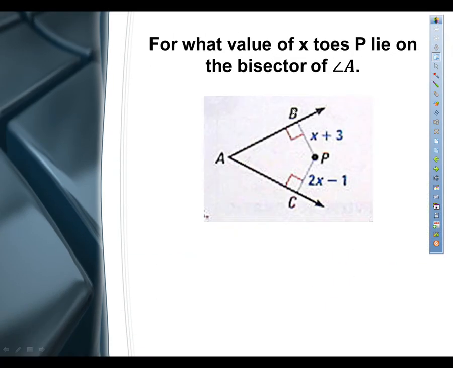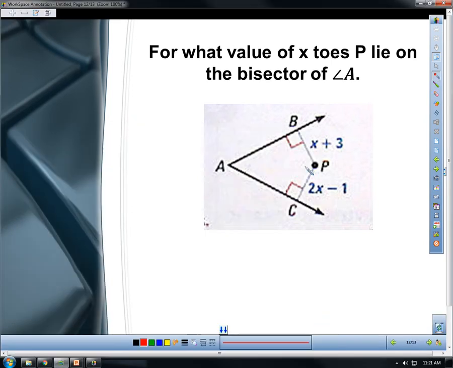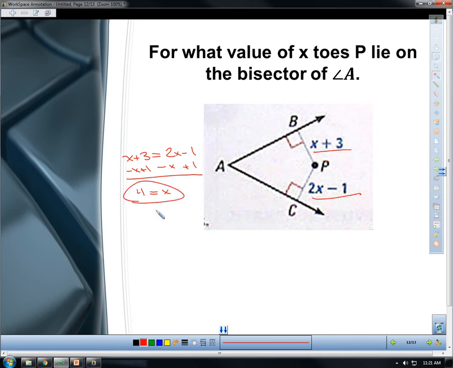For what value of x does P lie on the bisector? So if P is on the bisector, this has to equal this. So set them up equal to each other. x plus 3 equals 2x minus 1. So subtract my x here, and while I'm at it, I'm going to add 1. So I've got 4 equals x. Ta-da! I'm done.